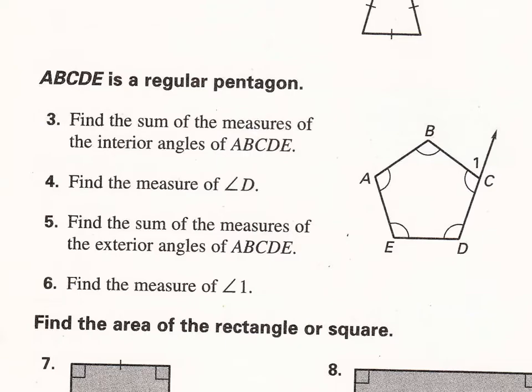Okay, number 3, 4, 5, and 6. I'll talk about this pentagon here on the right. Number 3 simply wants you to figure out the sum of the measures of the interior angles. So all the angles on the inside add up to what? Now the one thing you want to remember is that you're going to need to use n minus 2 times 180. That'll tell you how many degrees it is on the inside.